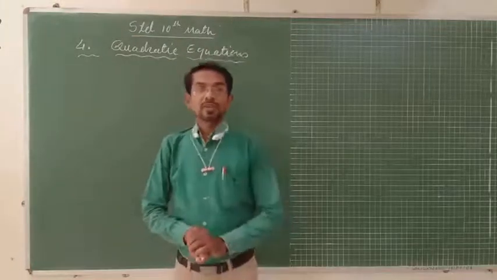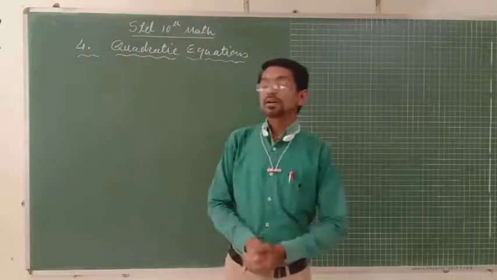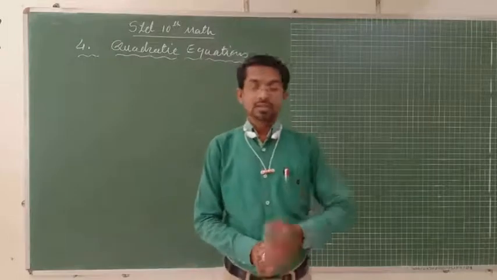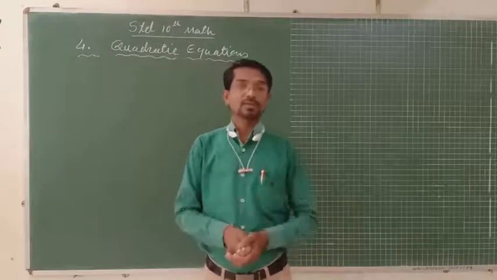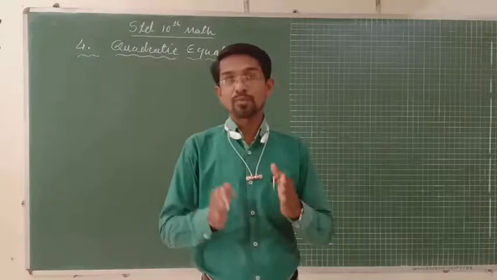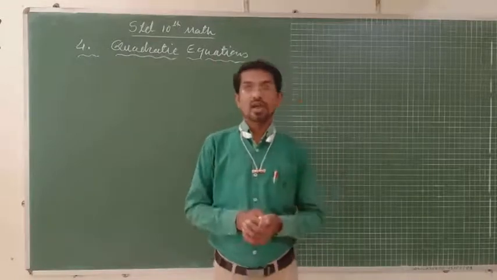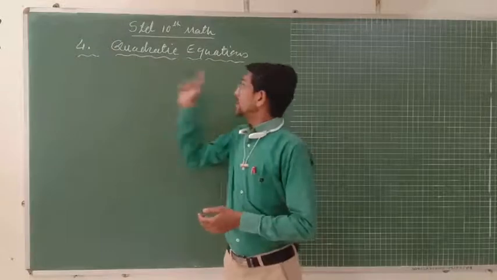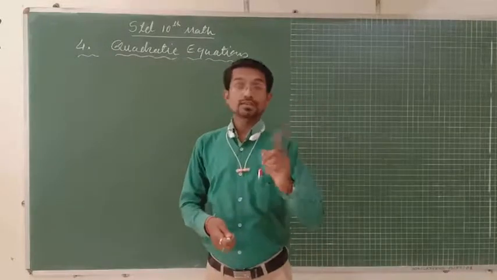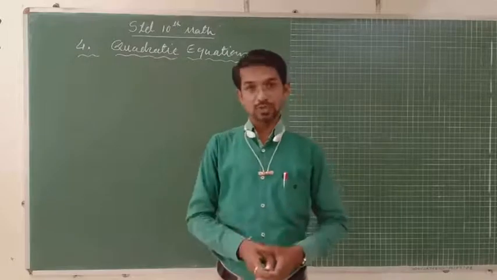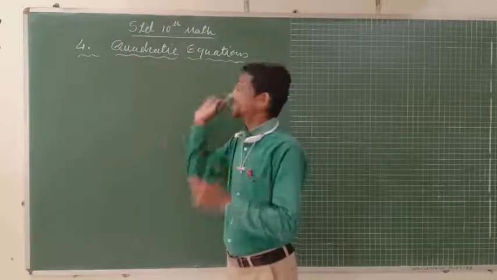Hello students, today we are going to see the next chapter, quadratic equation. In the earlier class, standard 9, we already studied many types of polynomials, and you know very well what a polynomial is and how to write it. Here, the quadratic equation is one type of polynomial whose degree is 2 and which is equal to what? 0. That polynomial is called a quadratic equation.